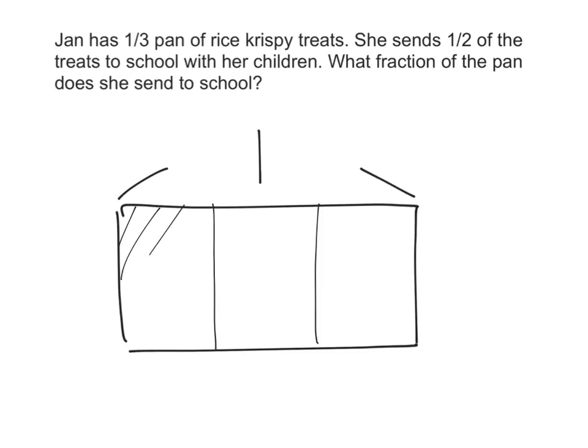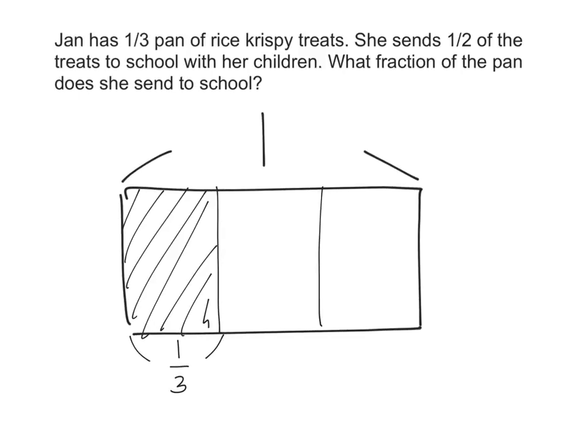Okay, and let's shade in 1/3 of it. And let's label it 1/3. She sends 1/2, as the problem says, of those thirds. So let's split that 1/3 into half. And let's label that 1/2. And she sends, and then go ahead and shade in the part that she sends.